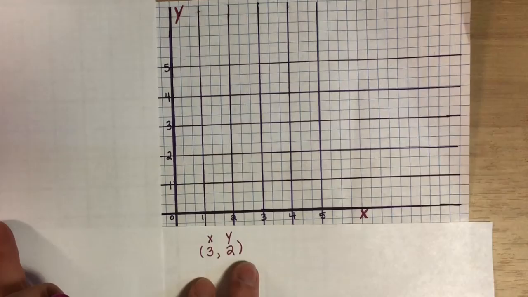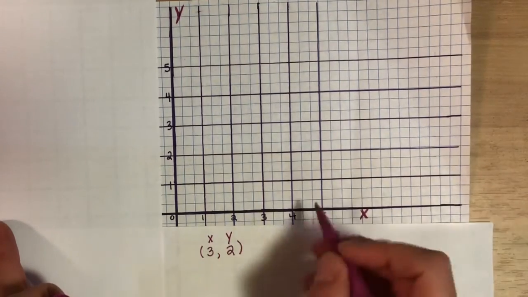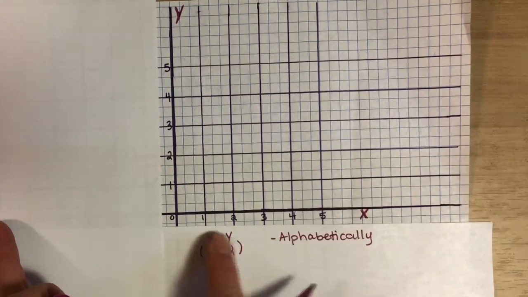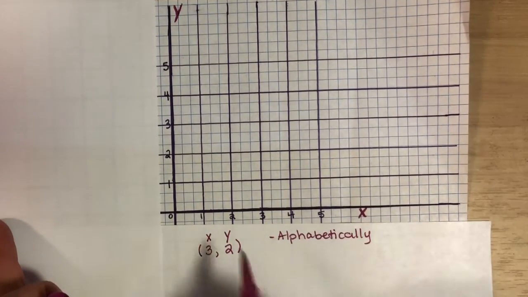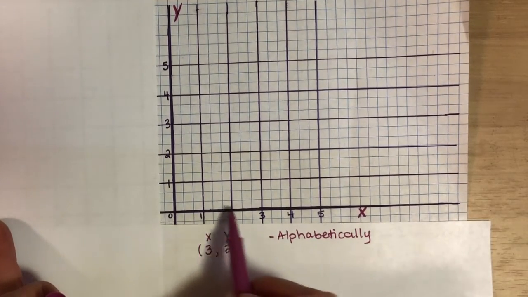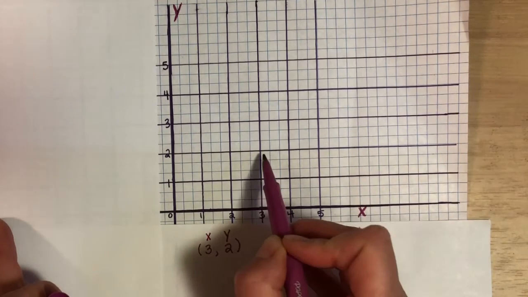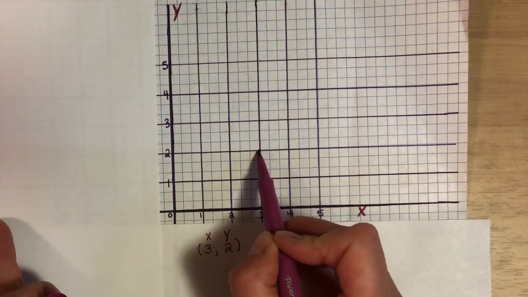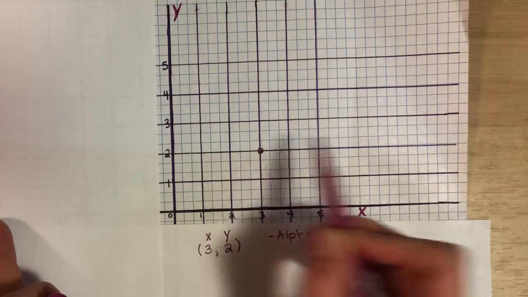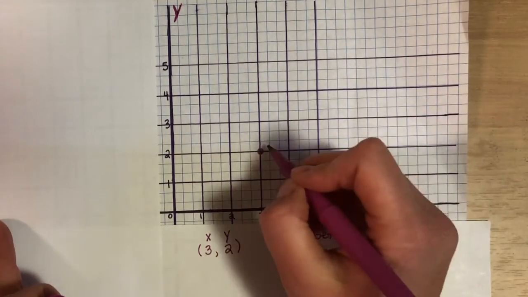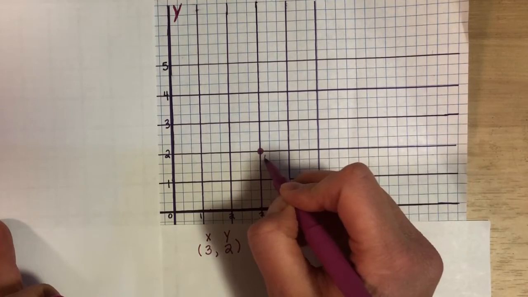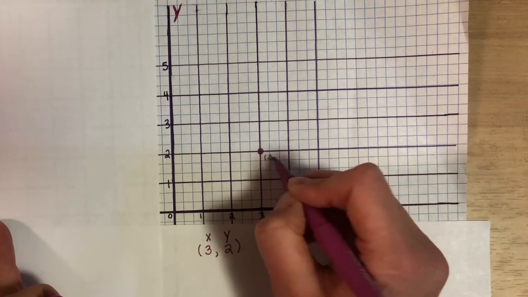How can you remember which one you do first? You can think about it alphabetically. X comes before y, so I have to do my x first. That means I come over 3 first, then I go up 2, and right where those two lines cross, I put a dot, and that is my point. I'm going to write it right next to it: (3, 2).